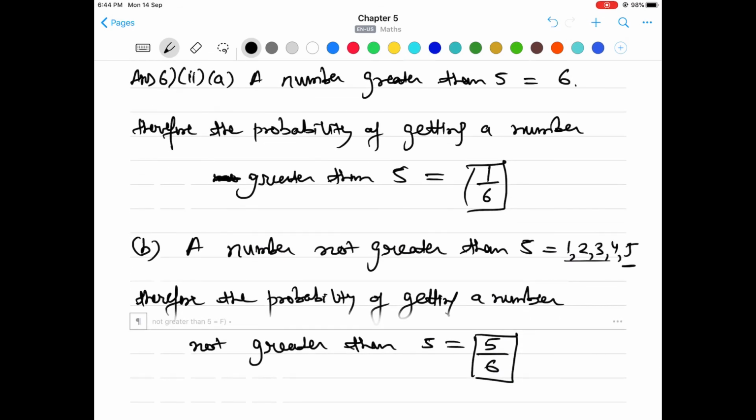Okay, with this we have concluded all 6 questions of this exercise, and hence we have completed exercise 5.3. So now what you have to do is practice all the questions multiple times so that you will be fluent in solving all these questions. Okay, so that's all for now.